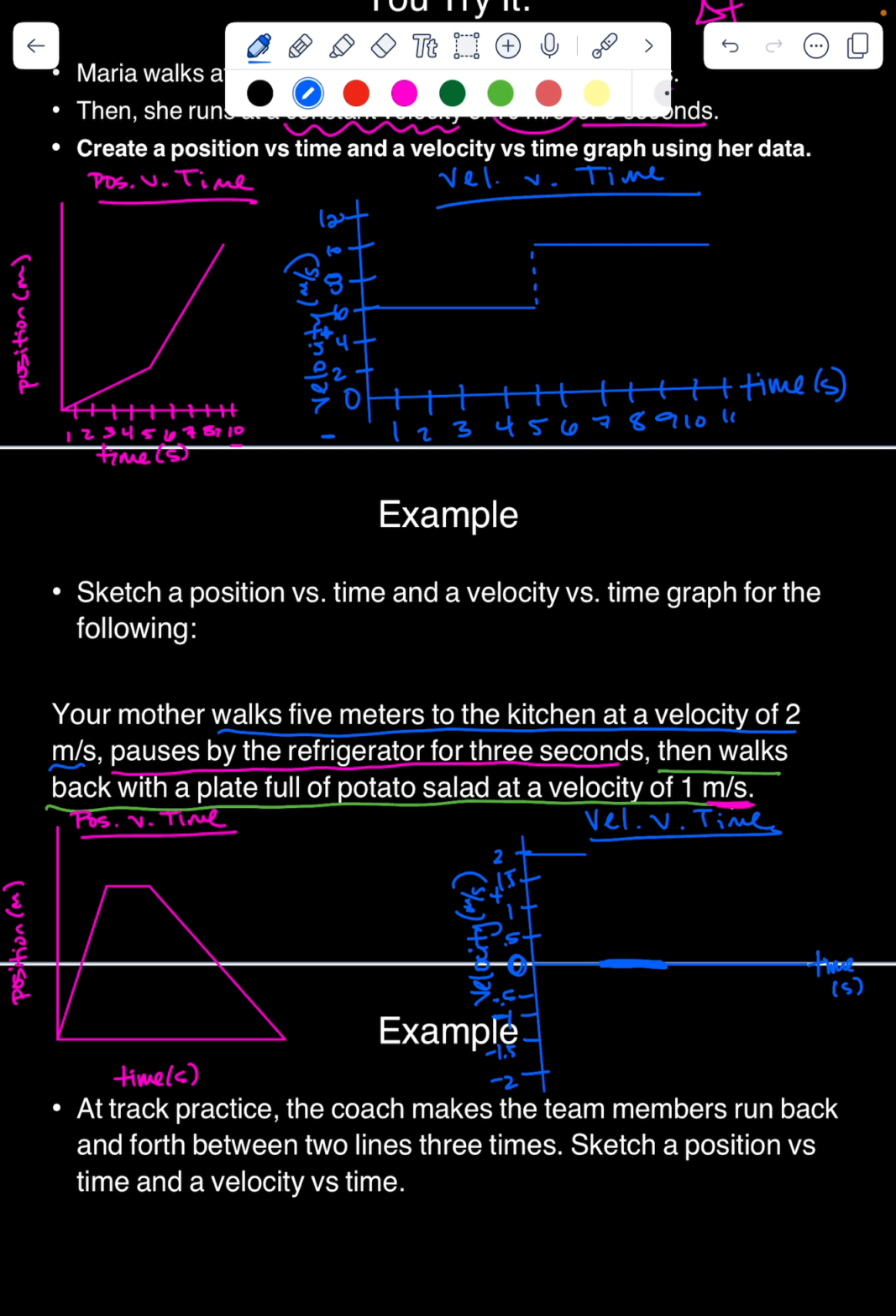Her velocity was 0. Now, after she left the refrigerator, she headed back to the dining room, back to the origin. That's in the negative direction. And it's going to be, I told you, a constant velocity of that negative 1. All right, so we're going to see a straight horizontal line at negative 1. Okay, so that's what our velocity versus time graph should look like.